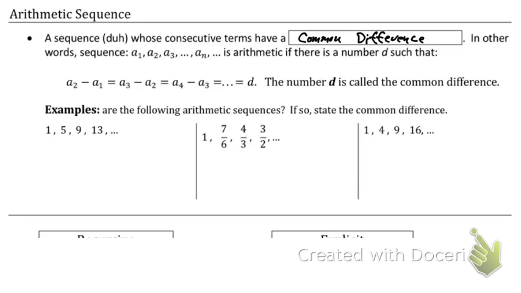So we're looking for sequences where you can add the same number over and over and over, and that will automatically make it an arithmetic sequence.